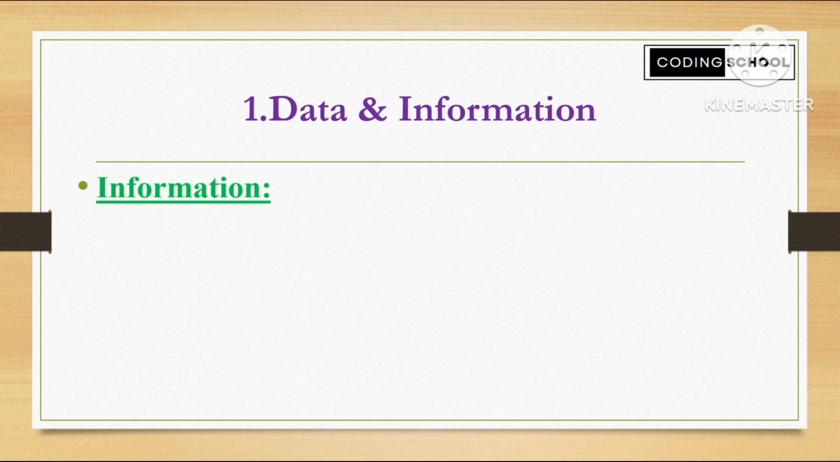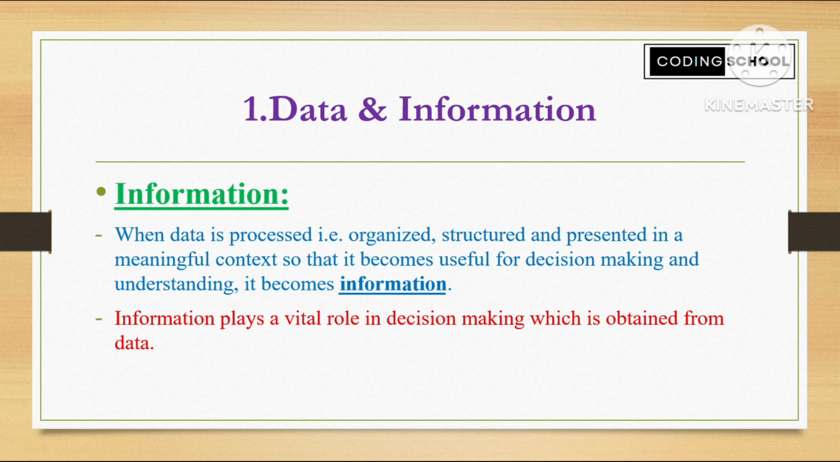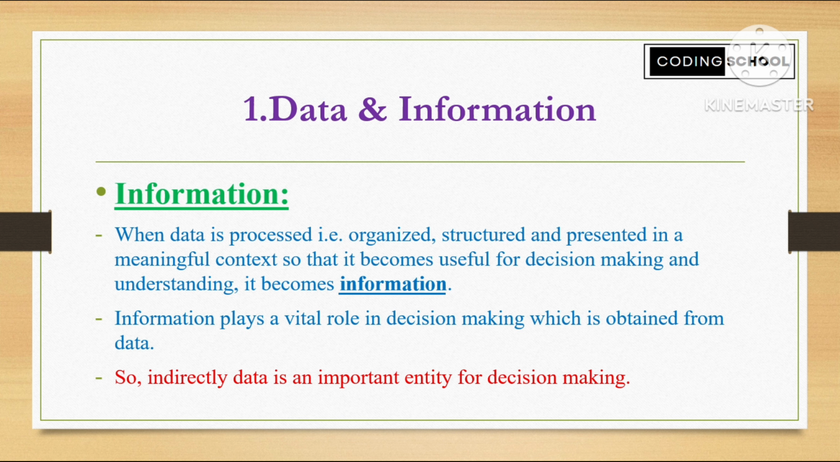Now let's study what is the meaning of information. When data is processed, means organized, structured and presented in meaningful context, then it becomes useful for decision making and understanding. That processed data is called as information. Information plays vital role in decision making which is obtained from data. So indirectly data is important for decision making.